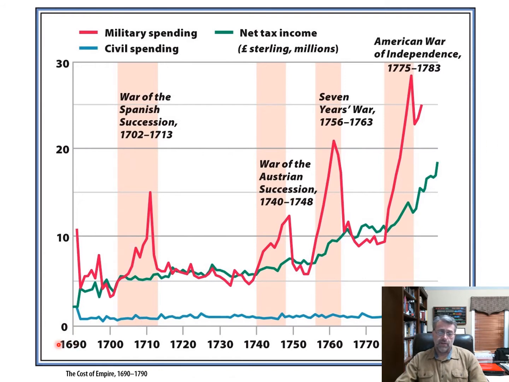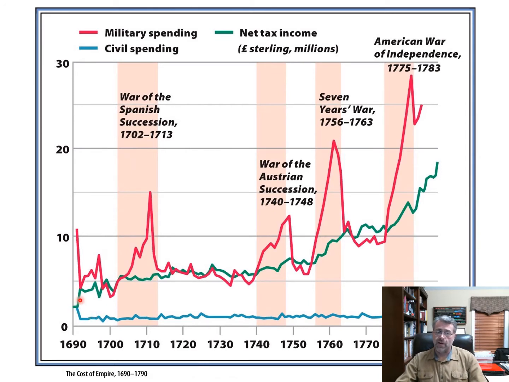We're looking at a time period here that spans all of these colonial wars for empire and even extends on to the American Revolution, which will be essentially the final war that England will fight to protect its empire. As you can see here, we've got three different groups of money here, categories of money.